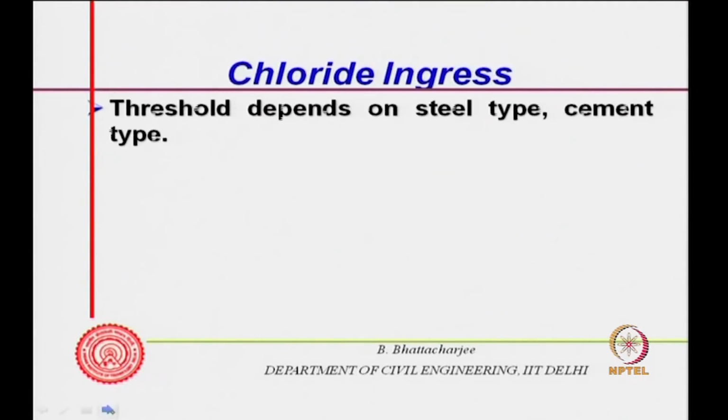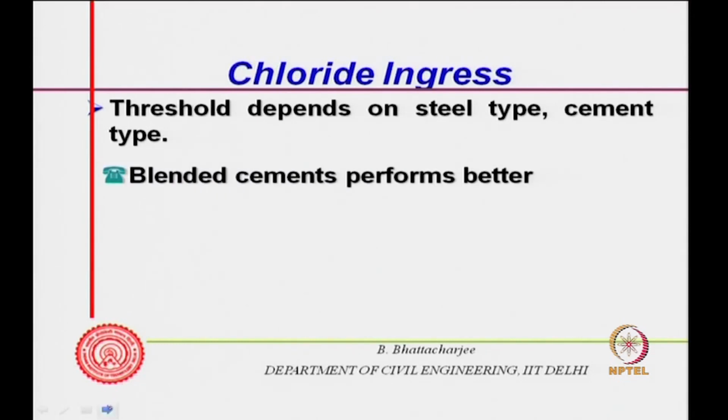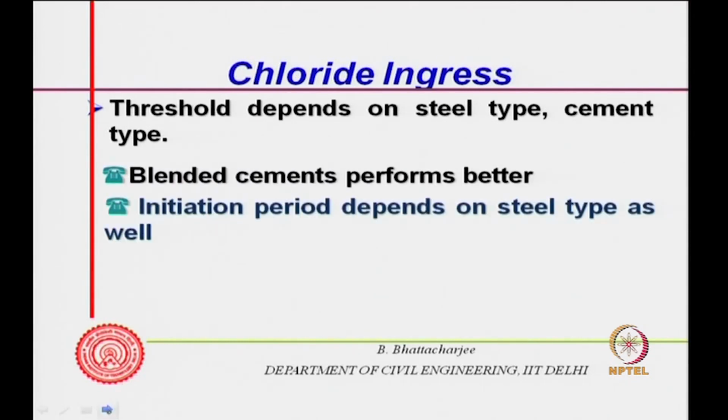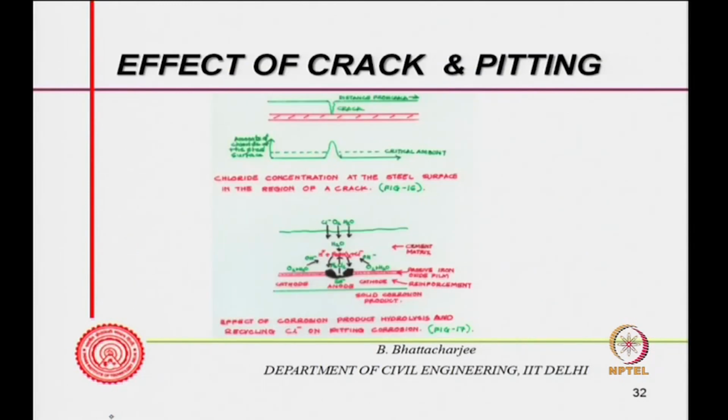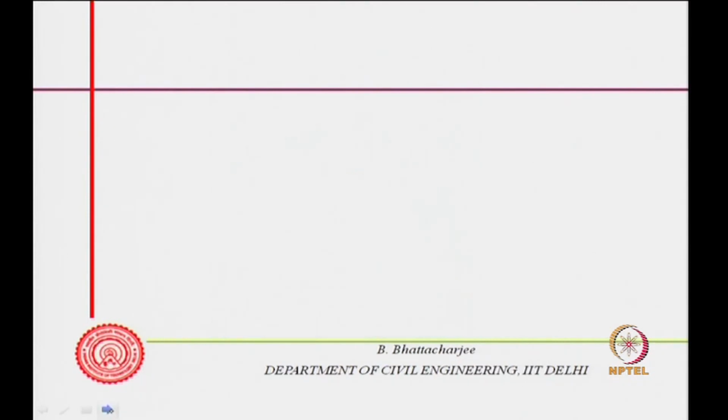These improve chloride performance. Threshold chloride depends on steel, blended cement performs better, and initiation period depends on steel type. The ratio of acid soluble chloride to water soluble chloride, that is the gamma value, is something like this. If you have a crack, then chloride can penetrate and cause what is called pitting corrosion, that is what is shown here.